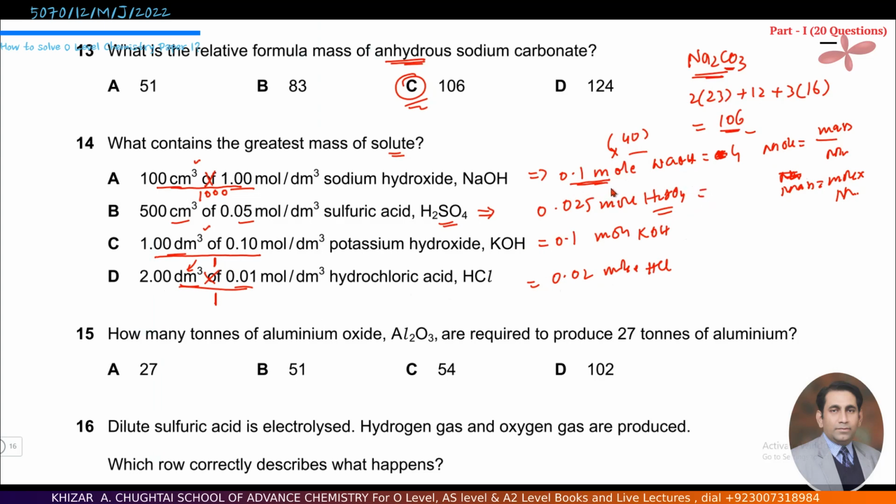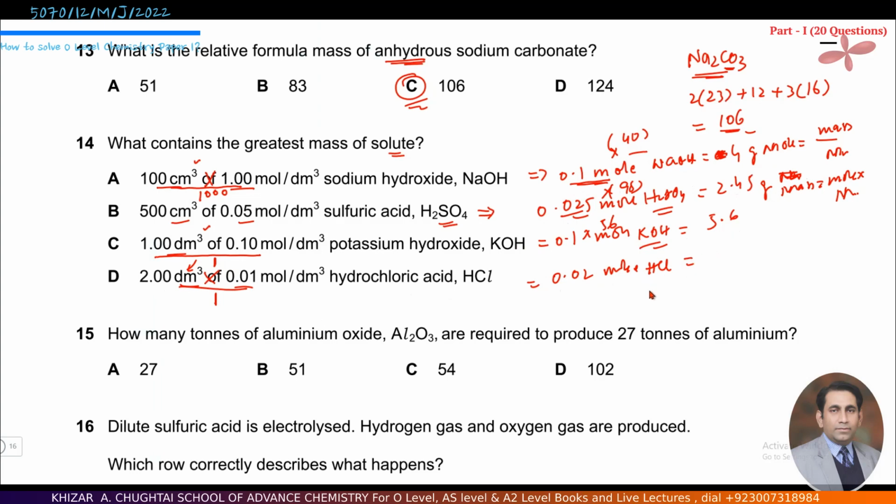In case of sulfuric acid, what is its Mr? Its Mr is equal to 98. So 98 into 0.025, and the answer is 2.45 grams. Potassium hydroxide, the Mr of the potassium hydroxide is 56. So 0.1 into 56 is 5.6.